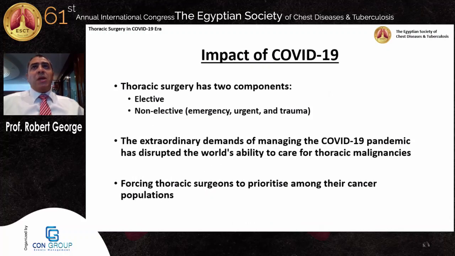Thoracic surgery has two main components, elective and non-elective. The extraordinary demands of managing patients with COVID-19 in a COVID-19 pandemic has disrupted the world's ability to care for thoracic malignancies. And this is where we as thoracic surgeons have taken the major hit: the number of thoracic malignancies that we need to operate on, and also how we can allocate our resources to ensure that the best practice is maintained.